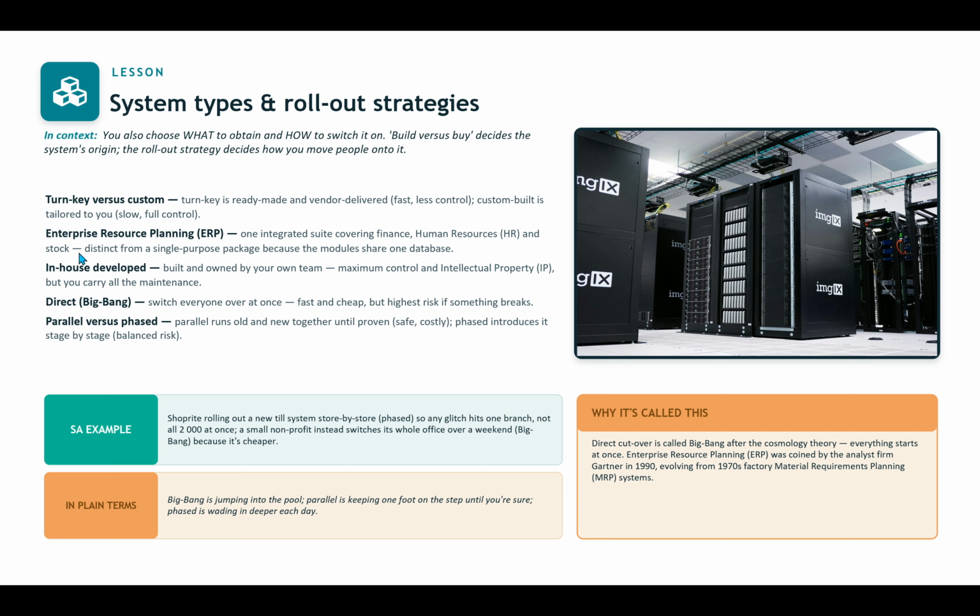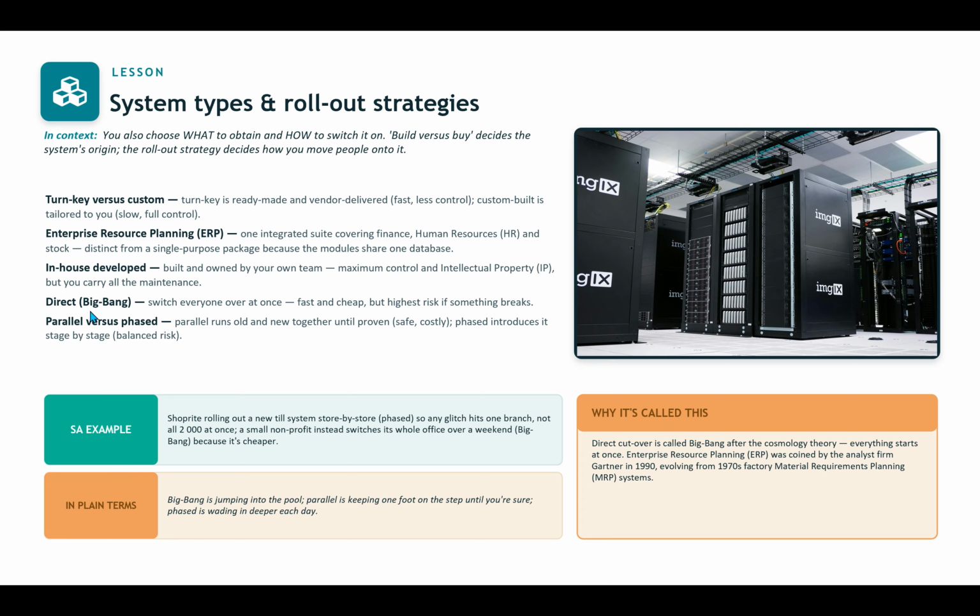And then there's also enterprise resource planning, or ERP, which is one integrated suite covering finance, human resources, and stock. It is distinct from a single purpose package because the modules share one database. So instead of having so many different systems working together, which could produce a lot of errors, you could have one place where everything is integrated together, covering all the different departments of your company, and that then makes it possible for you to deliver on your promises faster.